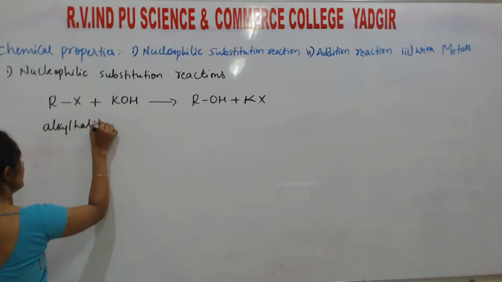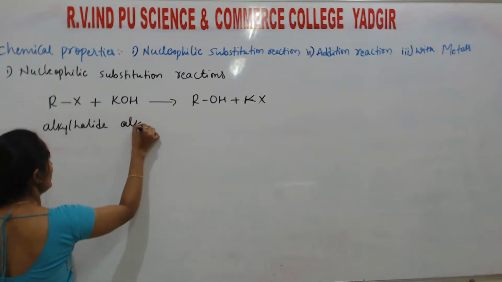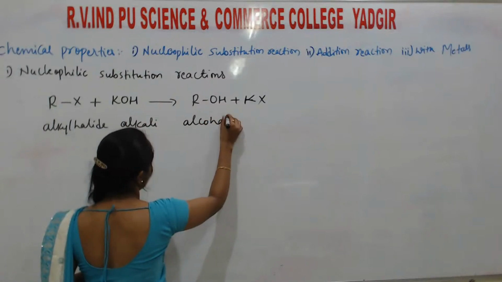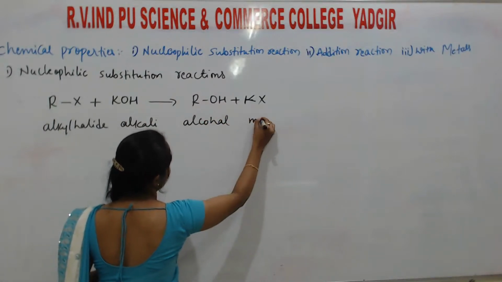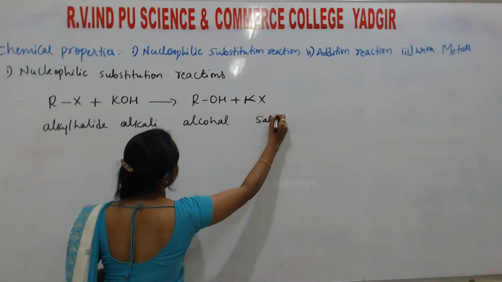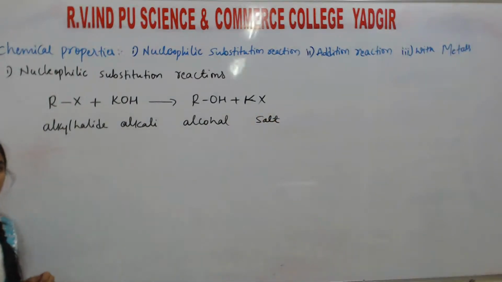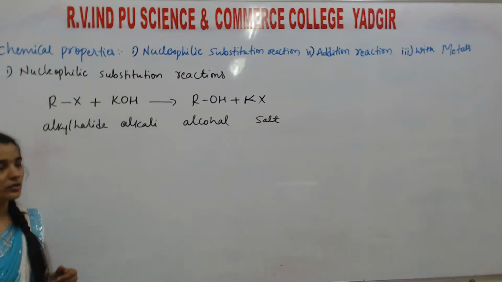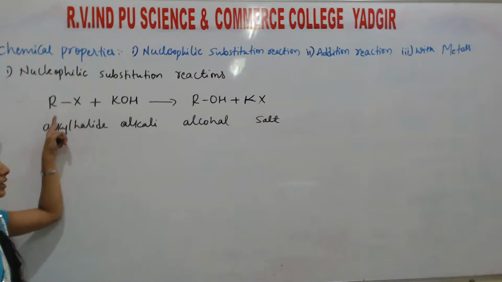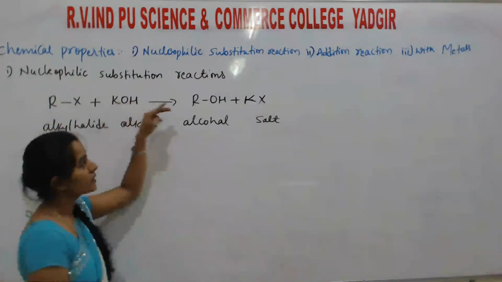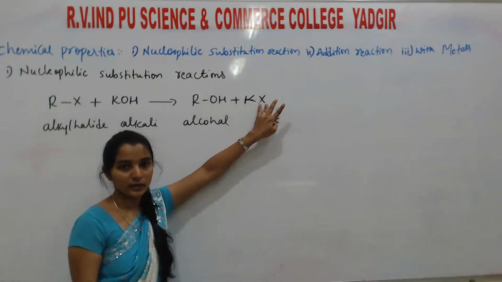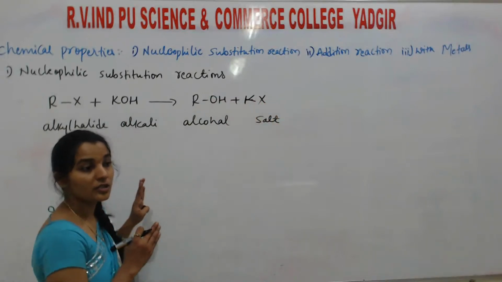Okay, so I'll write here: alkyl halide, alkali, this one is alcohol and salt. We will take it as salt. Okay, so by replacing this with any other group, CH3X is methyl halide that reacts with KOH to give methanol along with KX. You may write it like that. Okay, I am just writing the general reaction.